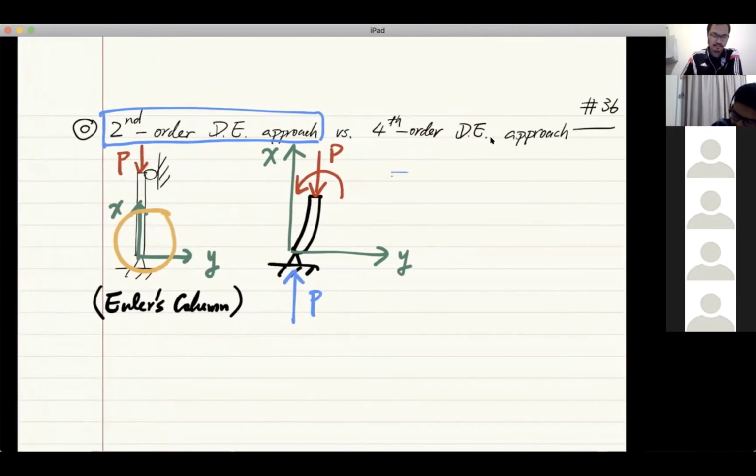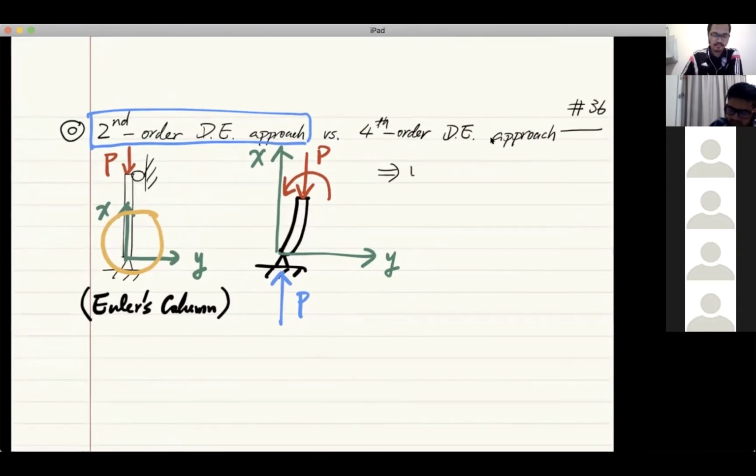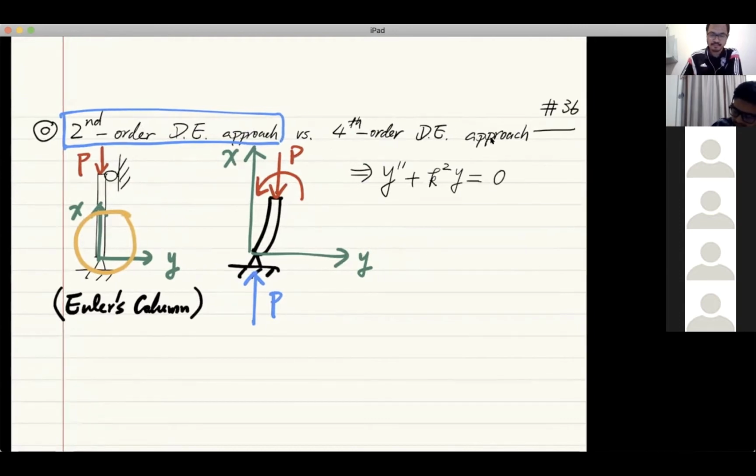We will get the governing equation, which ultimately can be written as y double prime plus k squared times y equals what? 0. So when we arrive at this kind of result, this is a second order differential equation for this problem.